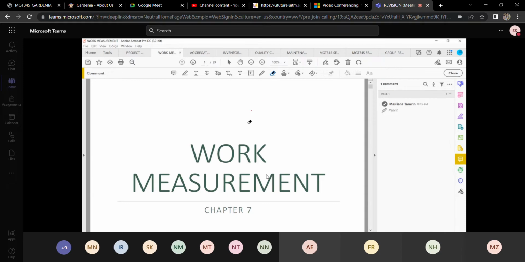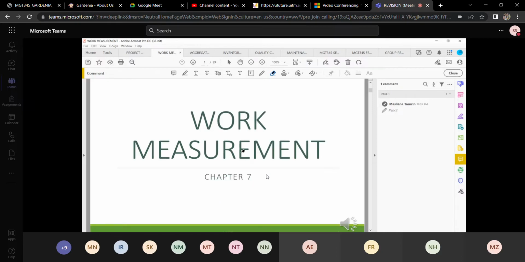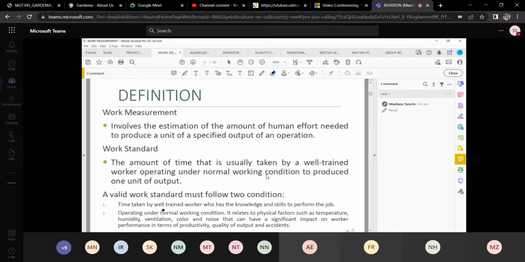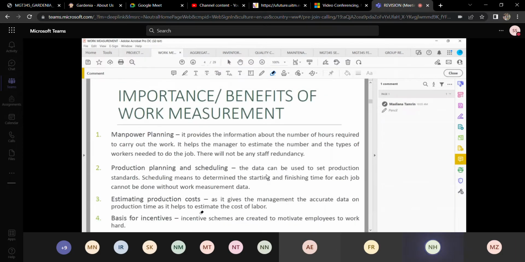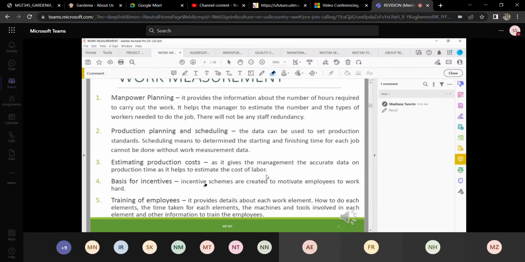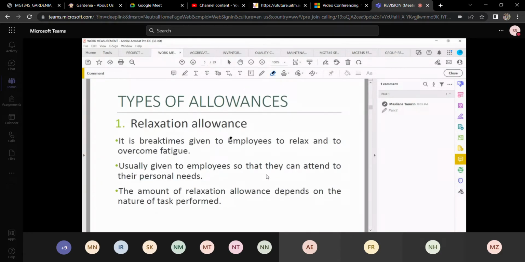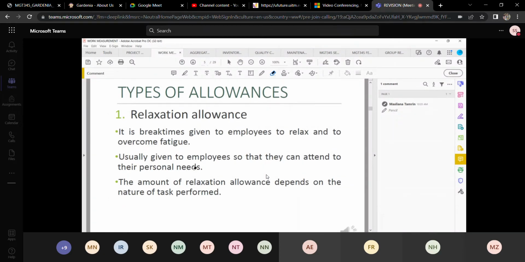Okay, answer all. There are 10 questions, you need to answer all. 5 questions for theories and then 5 questions for calculation. Okay, so for work measurement definition, you should know all these things. The objectives, the work measurements, benefits, the importance. Okay, the 4 types of allowances, the definitions and the example of each allowance you should know.